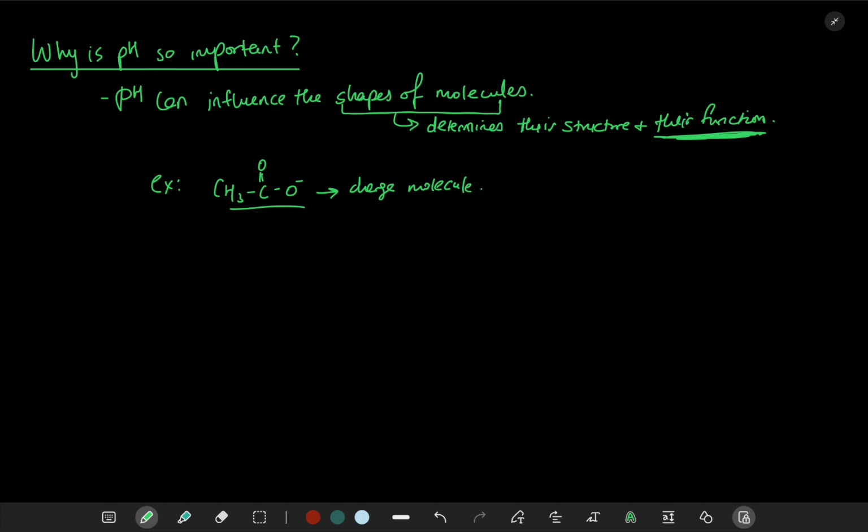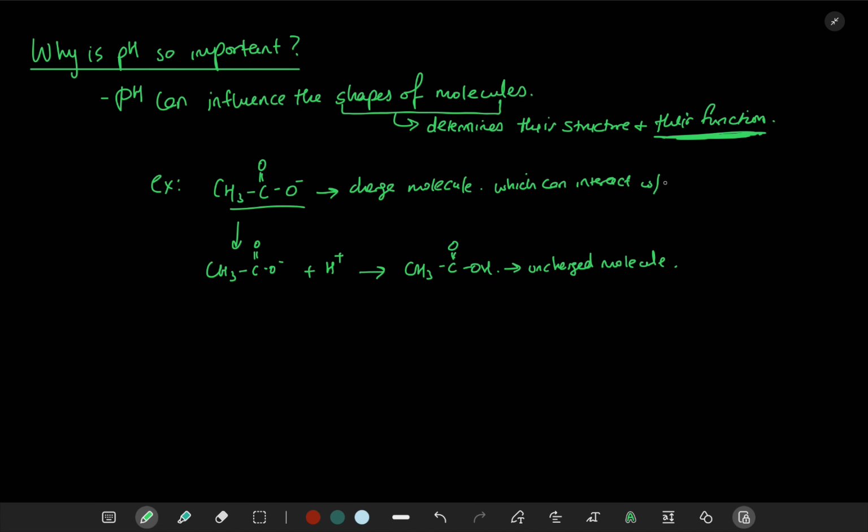Now, say that you increase the pH of the solution that this is in by adding hydrochloric acid or whatever it might be. What can happen is the same molecule can accept a hydrogen ion from solution and change to acetic acid, CH3COOH, right? And this is an uncharged molecule now, right? So what that means is that you went from a charged molecule which can interact with water, because a charged, polar molecule interacts with water, to a molecule that is uncharged and non-polar, hydrophobic.